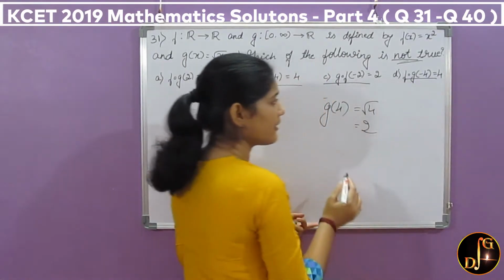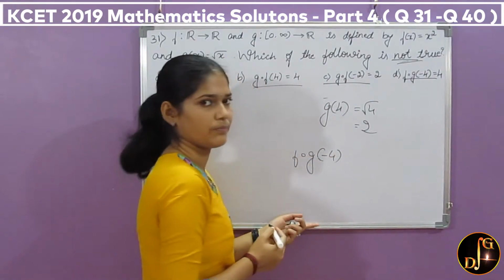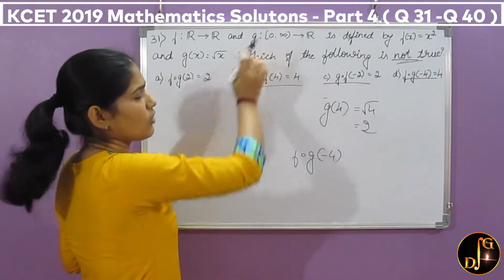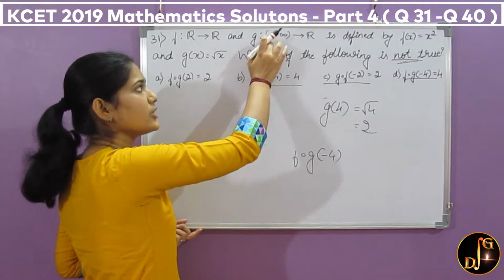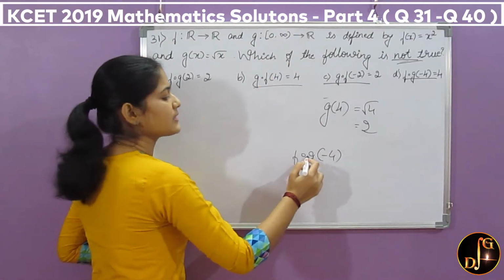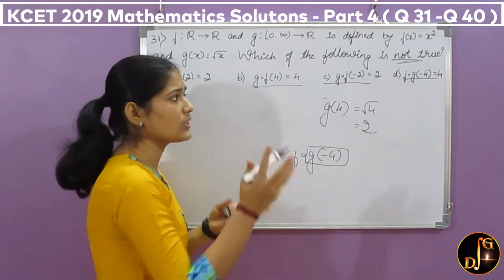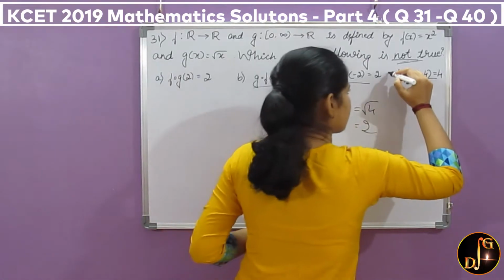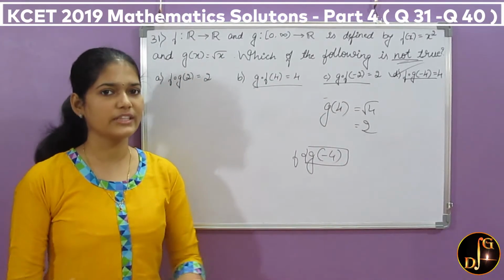Observe here. Here we have f composition g of minus 4. What is the domain of the function g? The domain is 0 to infinity. That means this g of minus 4 is not even defined, right? So this is not true. So this is the correct option, right? So now let's move on to the next problem.